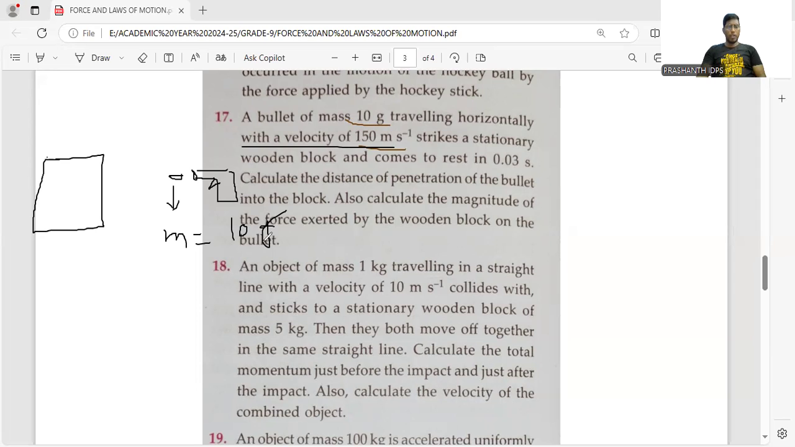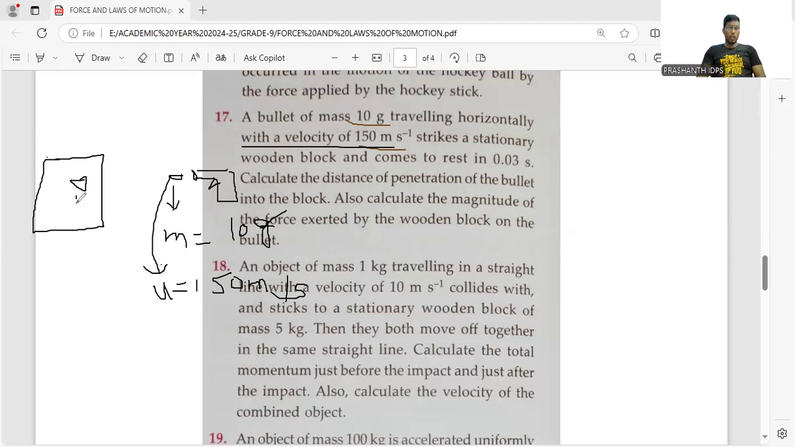Now it is traveling with how much speed or velocity? 150 meter per second. So initially when the bullet was fired, its initial velocity u is equal to 150 meter per second. And after that, what happened? It strikes a stationary wooden block. The wooden block is also at rest. After hitting, the bullet came to rest in 0.03 seconds.